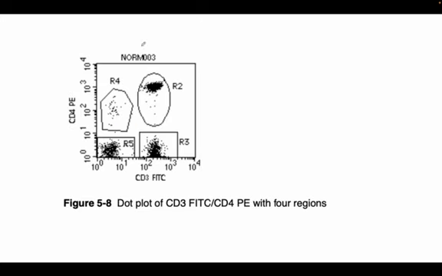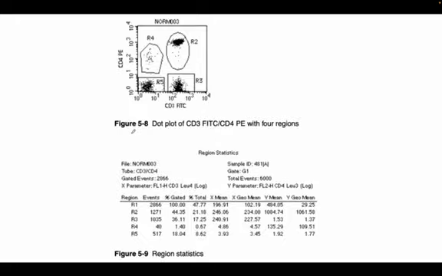We don't have to make quadrants. We can just make gates like this with 4 regions. It depends on the nature of the distribution of your events. And same thing, if we make regions, then we can get region statistics, which, in the same way as the quadrant, will give us an idea of what percentage of the population is there in each region.